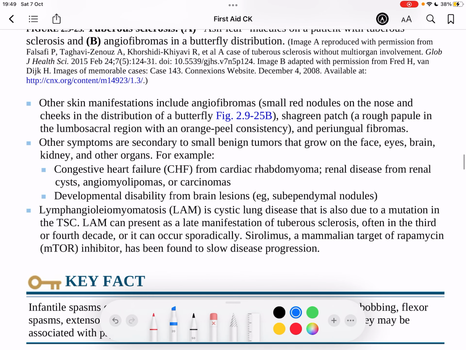Other skin manifestations of tuberous sclerosis are the angiofibromas. I've already mentioned these. These are small red nodules on the nose and in the cheeks in the distribution of a butterfly. We've seen that.